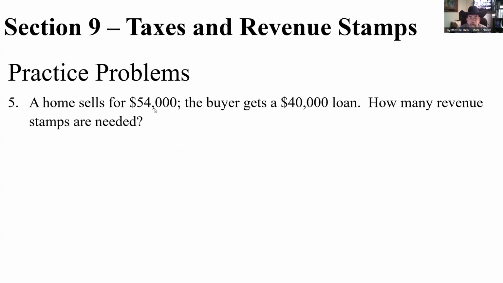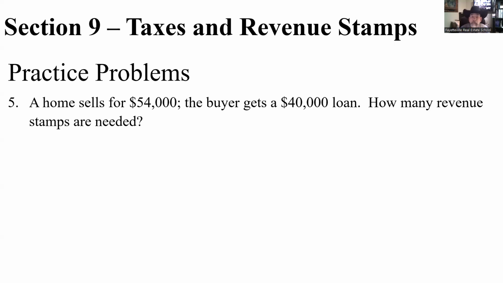A home sells for $54,000. The buyer gets a $40,000 loan. How many revenue stamps are needed? Now, in these questions on the test, they're going to throw what I call junk into the question. Information you do not need. You don't need to know what loan the buyer is getting in this problem. You're figuring out the revenue stamps or excise tax for the seller. It has nothing to do with the buyer. So the buyer gets a $40,000 loan. We could care less because that's not the information we need.